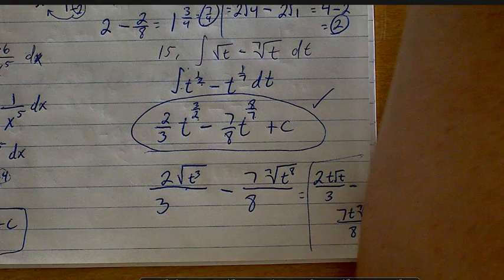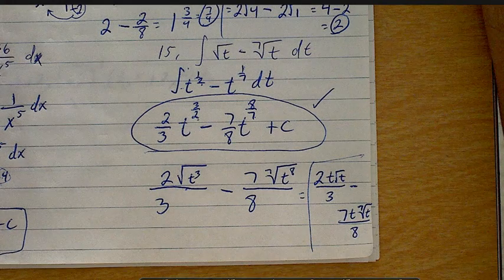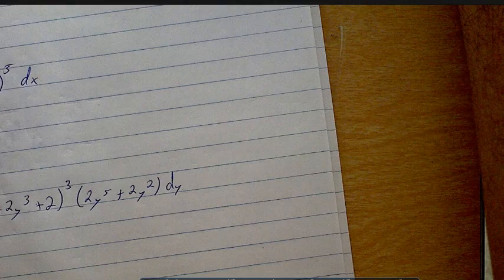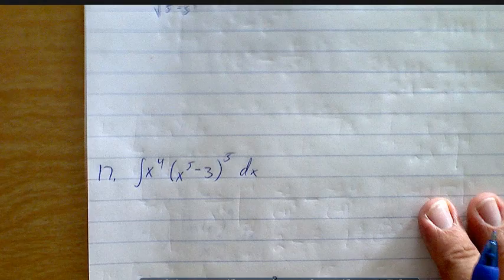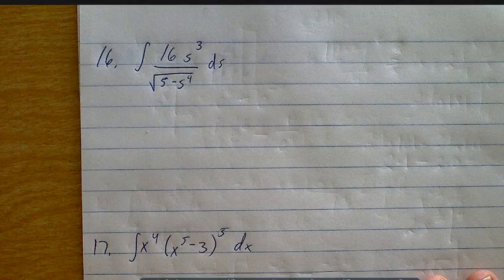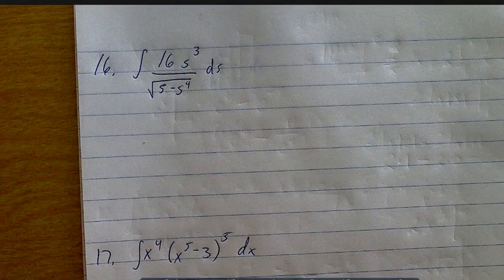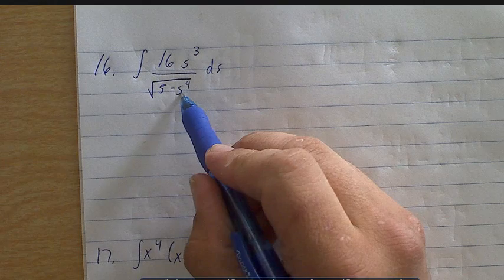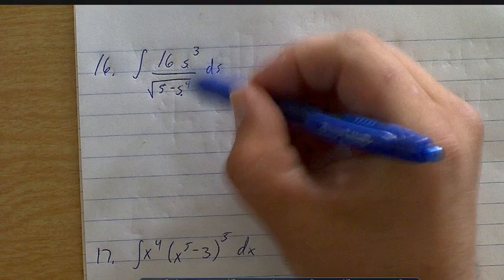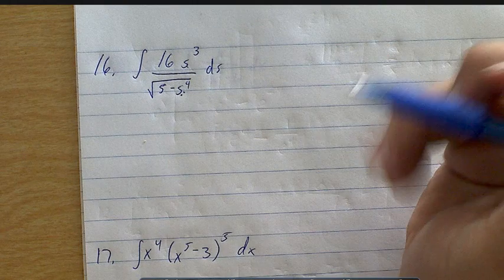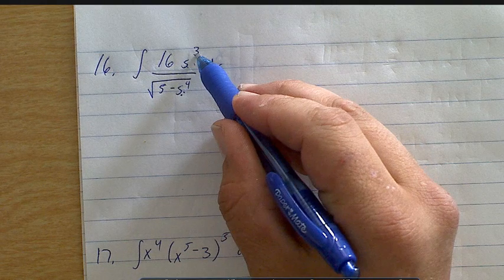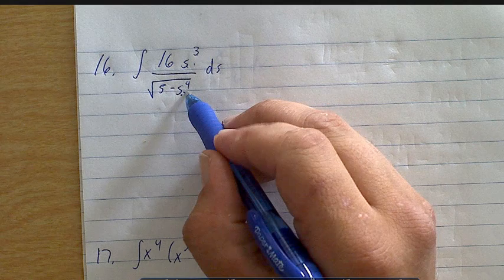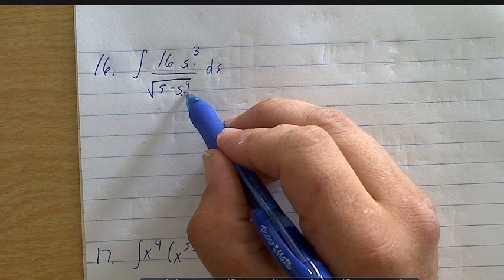Okay, substitution method, number 16. So what you want to do here is find out whose derivative, either the numerator or the denominator, makes something cancel. So I'm looking here, if I take the derivative of s to the 3rd, I get s squared. Squared is not going to make the 4th cancel. But if I take the derivative of something to the 4th, I'll get something cubed. Cube can cancel. So I'm going to make u equal to 5 minus s to the 4th.